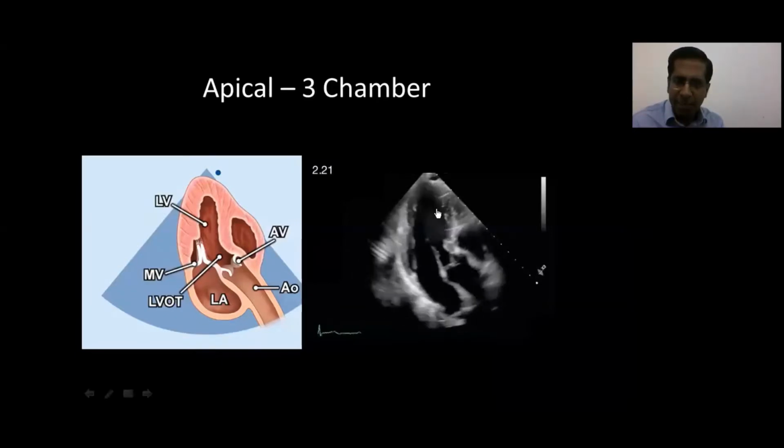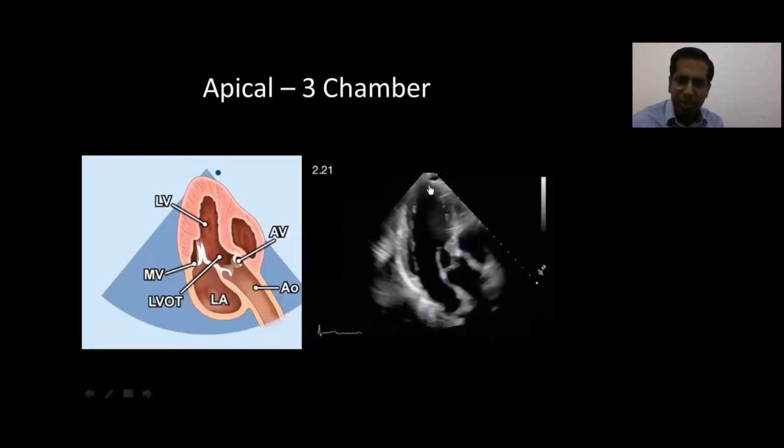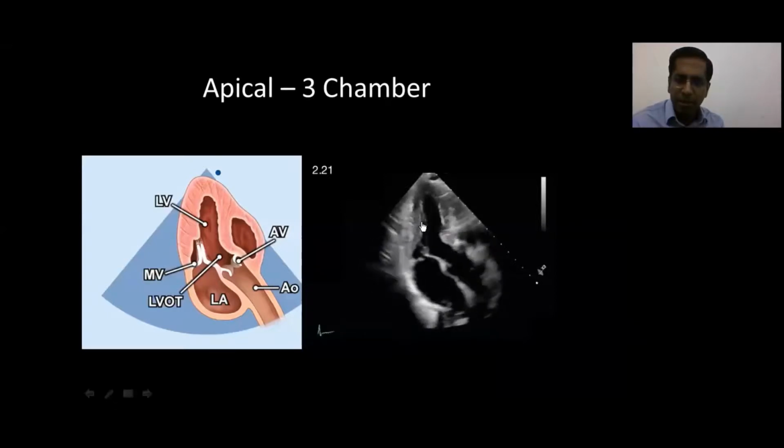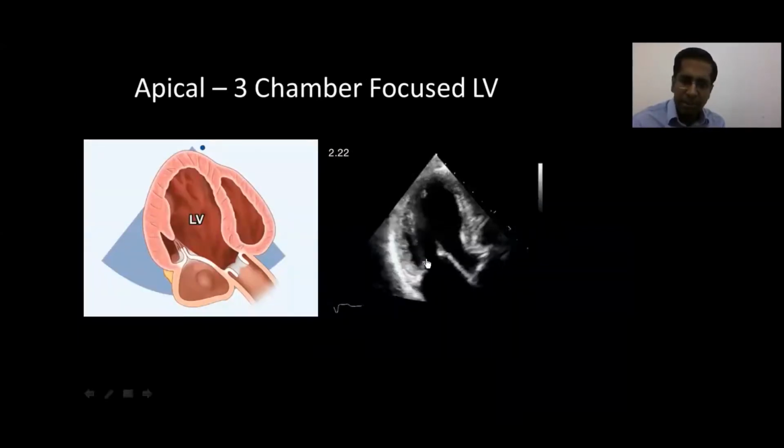Again, you see the apex nice and pointed. If you see the apex which is fully rounded, then that is a foreshortened apex. Whereas if you see an apex which is nice and pointed, that is likely to be a good apical image, a good image for the purpose of measurements. Now this is also the same view in a focused view. This is the infralateral wall, and this is the anterior septum.